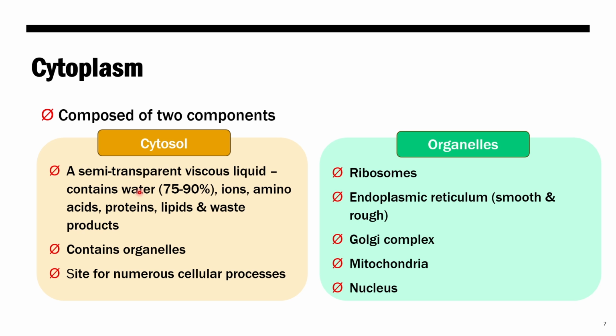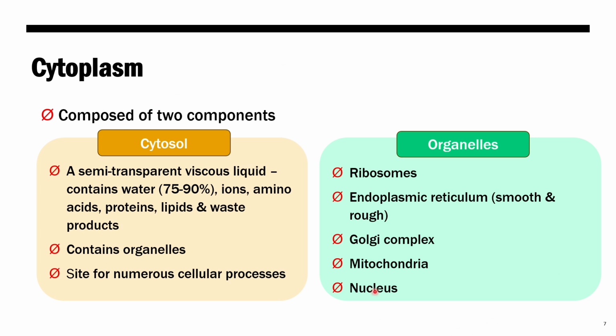Our next component is cytoplasm. Cytoplasm is composed of mainly two parts, cytosol and organelles. Cytosol is the semi-transparent liquid matrix that is mostly composed of water. In addition to that, there are ions, amino acids, proteins, waste products, many things. And in the cytosol, you can find organelles. Cytosol is the place where numerous cellular processes take place.